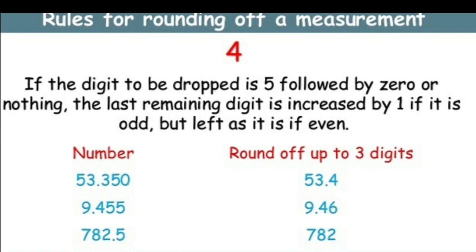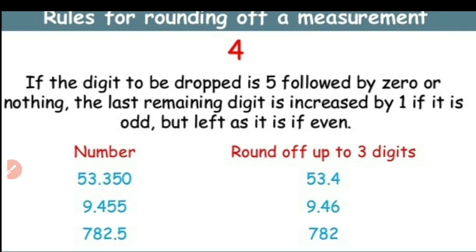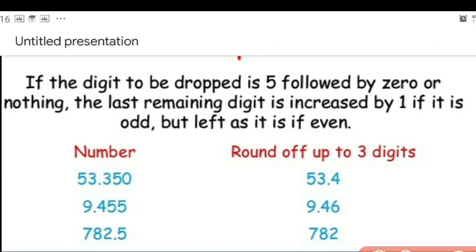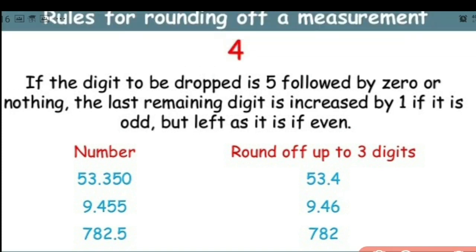Okay. In such cases, when you drop that 5, you have to look at the preceding digit. If it is odd or even, we have two separate rules. So, first example we will take 53.350. Here also our requirement is 3 digits. The number to be dropped is 5, which is followed by 0. So, you look at the preceding digit. Preceding digit is what? 3. Okay, that 3 is an odd number.